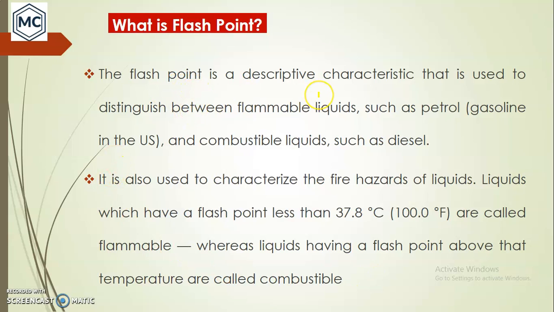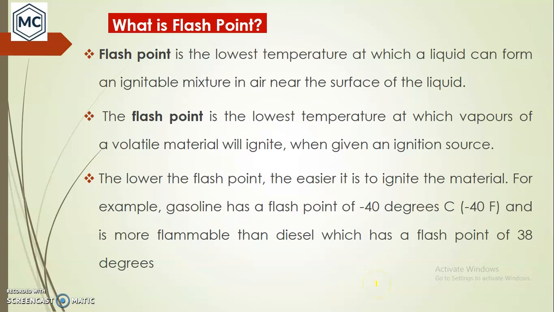And flash point is a descriptive characteristic that is used to distinguish between flammable liquids such as petrol and combustible liquids such as diesel. It is also used to characterize the fire hazards of liquids. Liquids which have a flash point less than 37.8 degrees Celsius are called flammable, whereas liquids having a flash point above that temperature are called combustible.